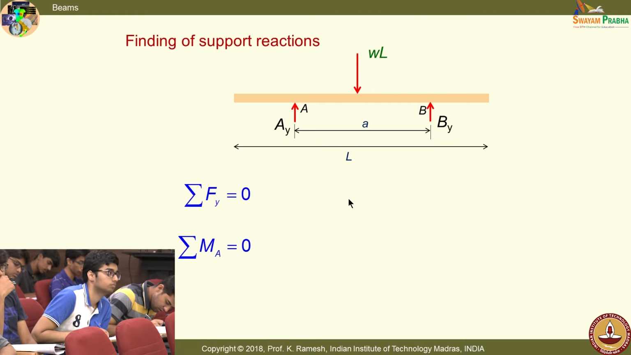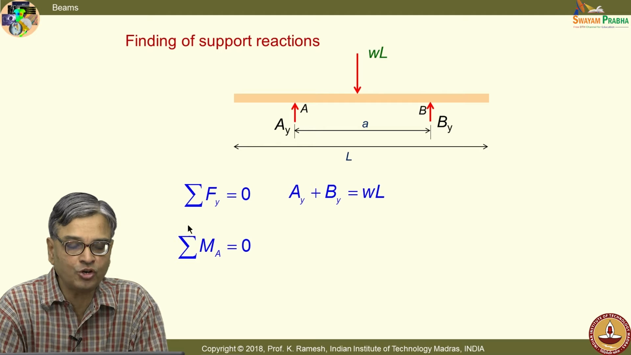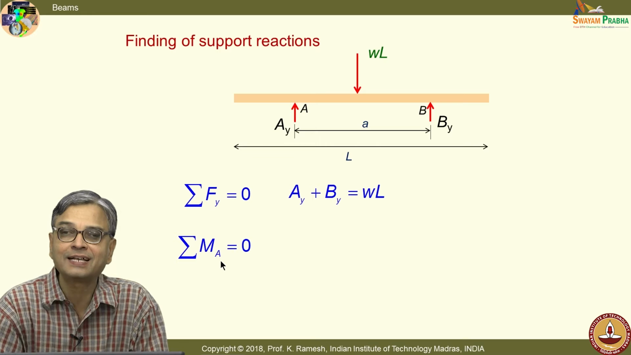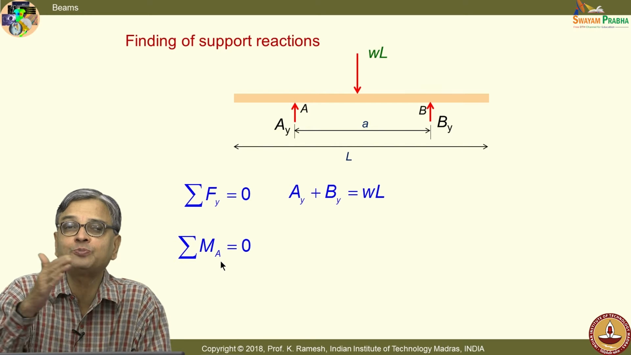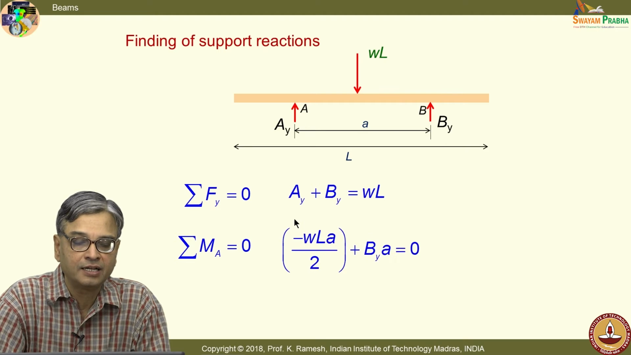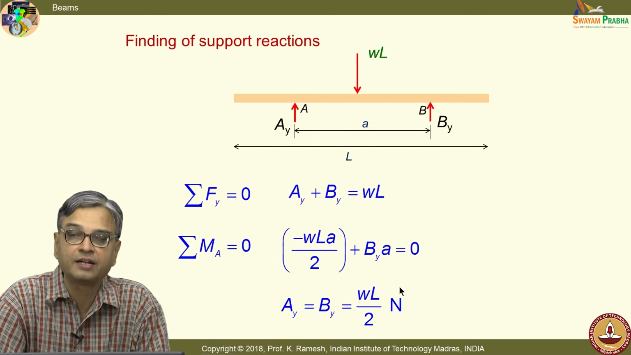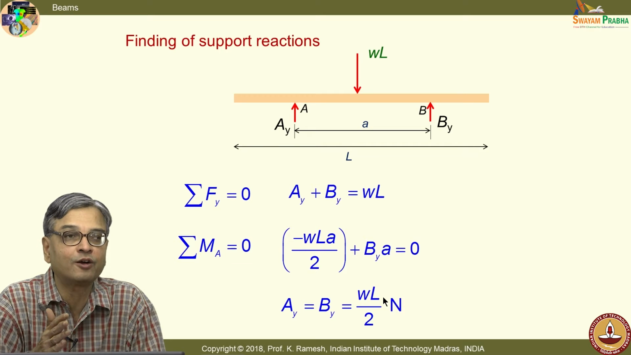So, I have sigma F i equal to 0. This gives me A y plus B y equal to W L. And I have also told you, when we solve problems and when we write moment, the subscript denotes about which point I take the moment. So, I take the moment about point A. This gives a clockwise moment and this gives an anti-clockwise moment about A. So, I have minus W L times L by 2 plus B y times L equal to 0, and this gives me A y equal to B y equal to W L by 2.